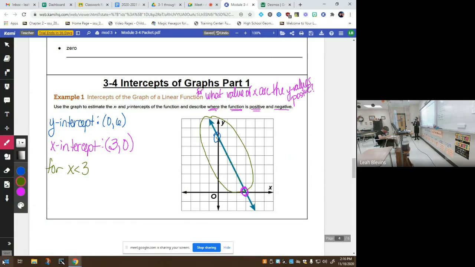At 3, the function is positive. When I say it's positive, I'm looking for where it is above the x-axis. Notice I'm not talking about the slope. The slope of this line is negative, right? I'm not talking about the slope of the line. I'm talking about the entire function.